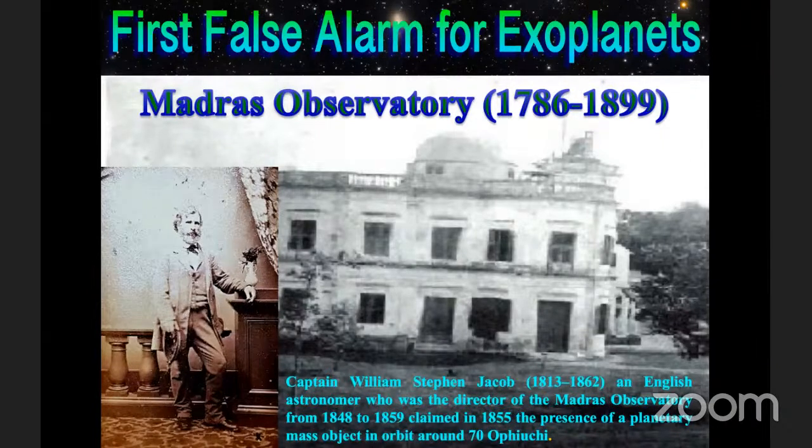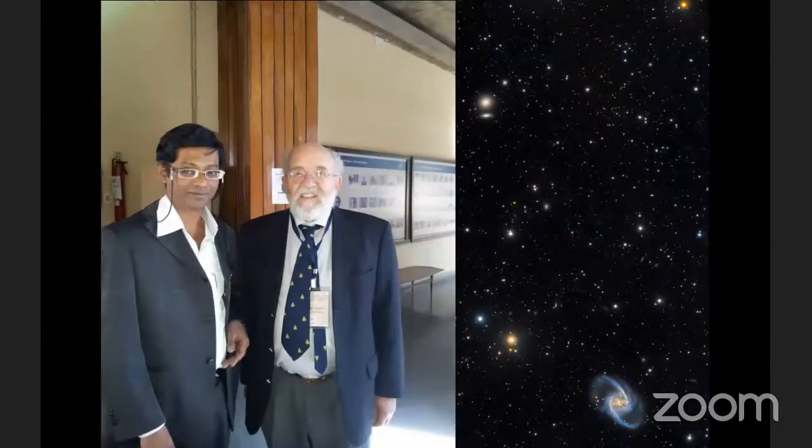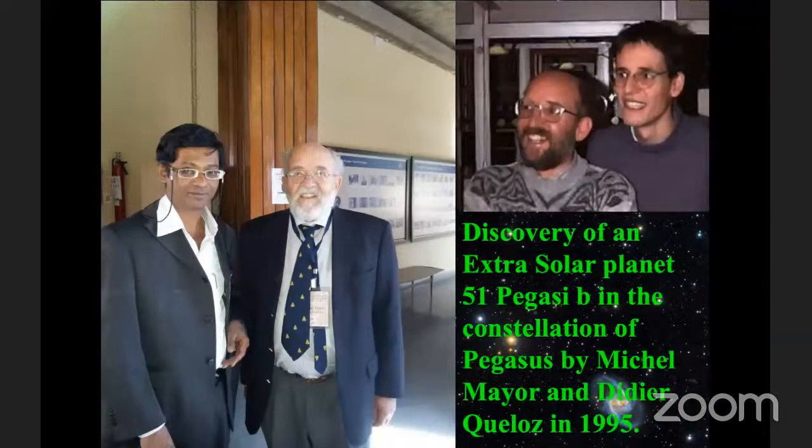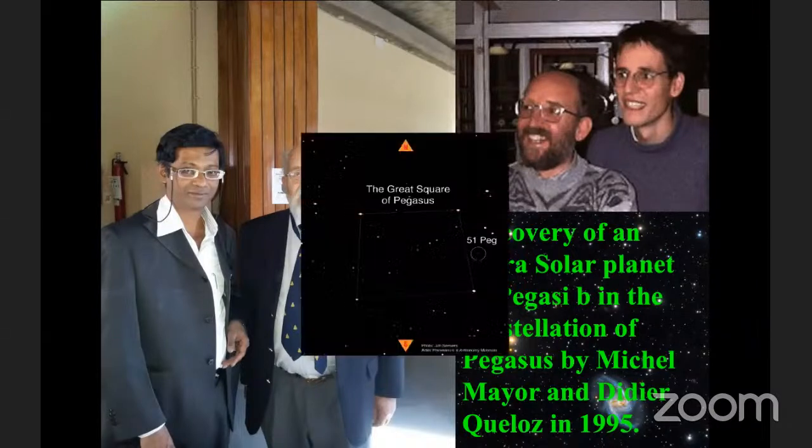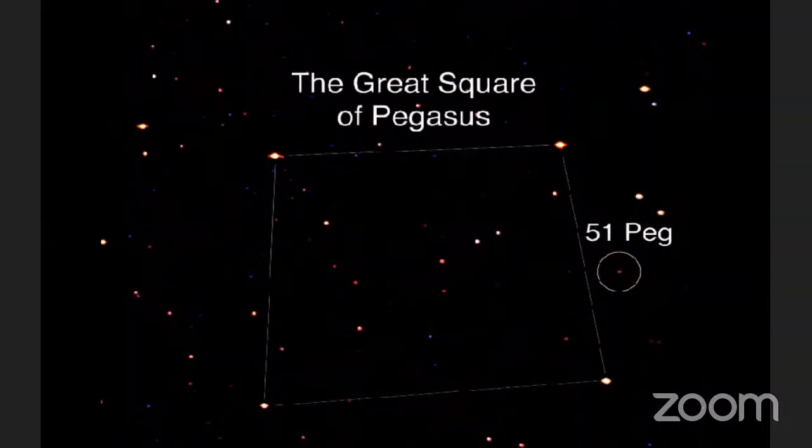So after 1855, several people searched for planets outside the solar system, but all the results turned out to be false alarms. Finally, in 1995, this gentleman, Michel Mayor of Geneva Observatory, along with his student Didier Queloz, reported the discovery of an extrasolar planet around a solar-type star, 51 Pegasi, in the constellation Pegasus. And for that, in 2019, after 25 years, they were awarded the Nobel Prize for Physics. Now, if you look with a moderate or small telescope or a binocular, 51 Pegasi is just 50 light years away from us.